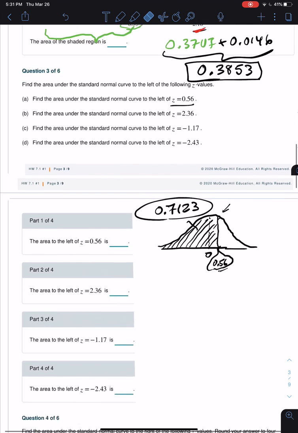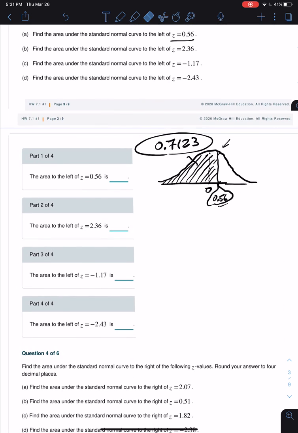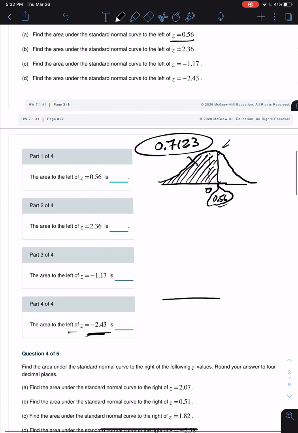Okay, let's do one more of these. You've got 4 to practice, but anyhow, let's do one on the negative side. In fact, let's do this one right here. Let's do part 4 of this, because you can see, what do you expect? If you have a z-score of negative 2.43, and thinking about the empirical rule, remember how much that includes if you're at 2 or 3, negative 2.43, if you're trying to find the area to the left of that, that's going to be a very, very small area.